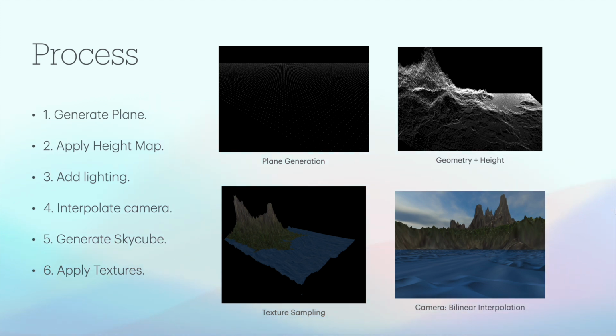Then I utilized bilinear interpolation to keep the camera on the terrain. Lastly, I generated a skybox to make the whole scene more believable. In these pictures, you can see the process of generating points, applying the height map, sampling from textures, interpolating the camera position, and adding a skybox.